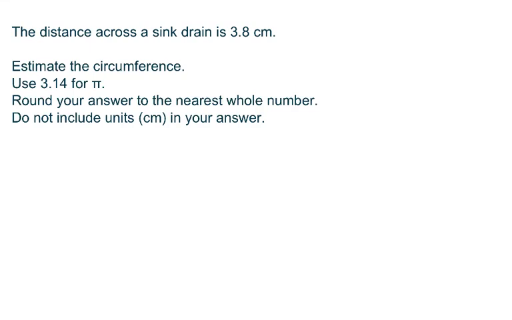The distance across the sink drain is 3.9 centimeters. Estimate the circumference. Use 3.14 for pi. Round your answer to the nearest whole number. Let's start with a sketch.